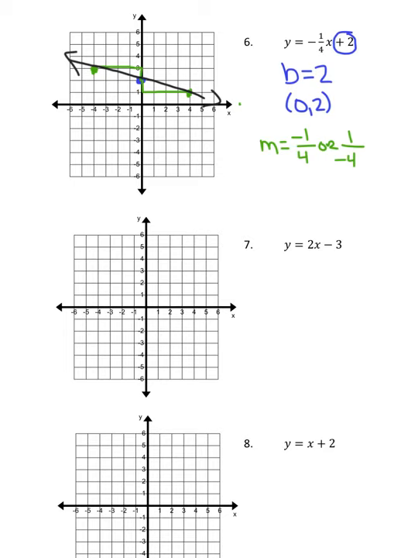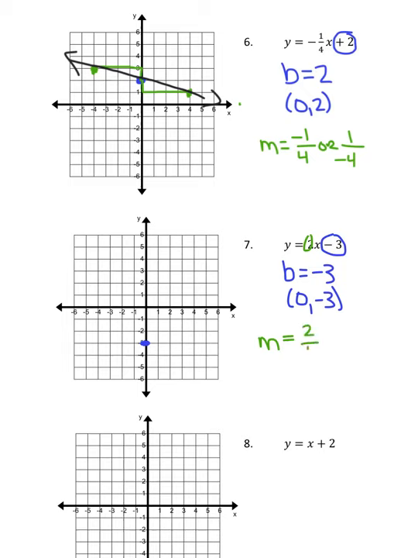So first, we have y equals 2x minus 3. So starting with our b, remember our b is this -3. So b is -3. That means we're going to plot the point (0, -3). So that point is down here on the y-axis. And then we're going to find our slope. Our slope for this problem is 2.